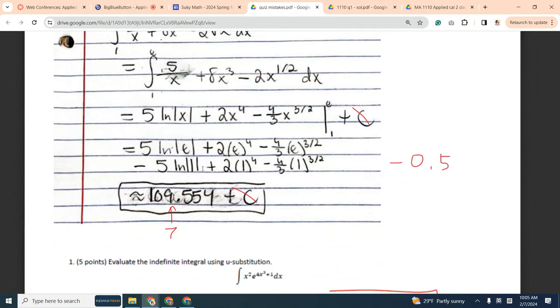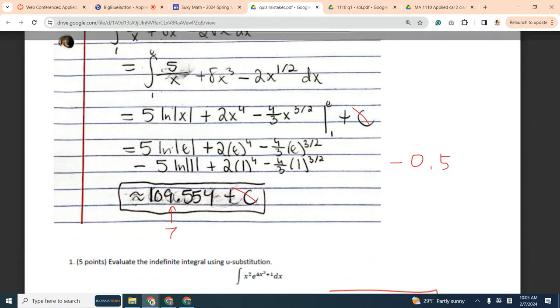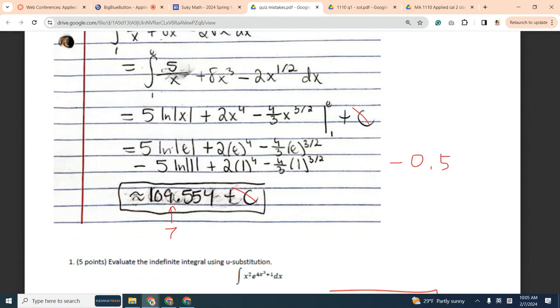Maybe the mistake is forgetting the parentheses. You see, everybody? Forget the parentheses, then this plus becomes minus. Make sure you put the parentheses around them.